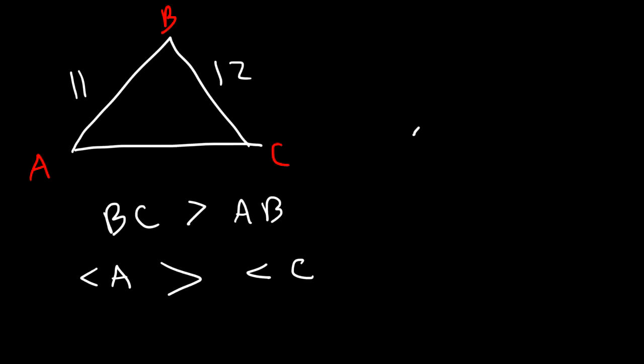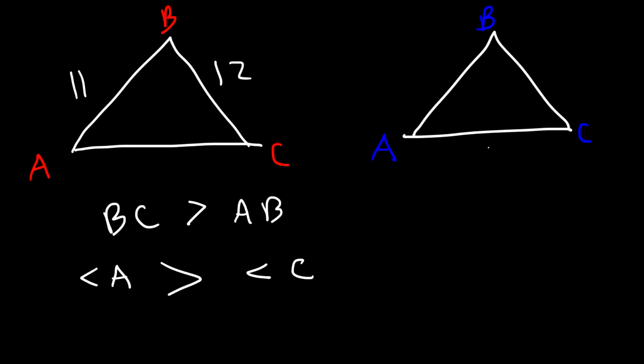So let's look at another example. This time, we're going to be given three sides instead of two. So let's say that AC is 15, BC is 12, and AB is 13. What statement can you make regarding angles A, B, and C?